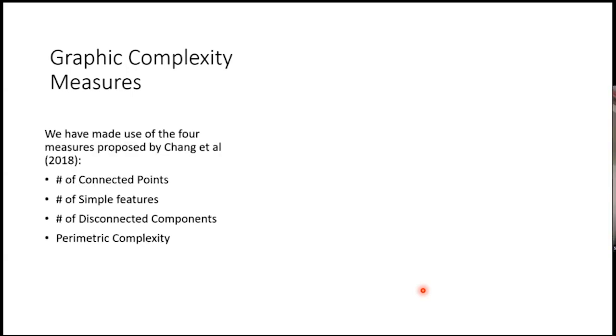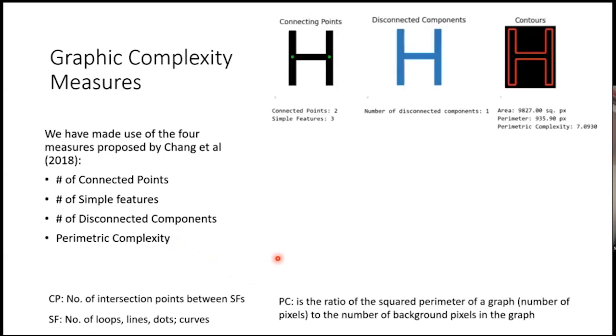Start. Yes. Start. So let us now see how each of the four GC measures, graphic complexity measures, are calculated. The four measures are connected points, simple features, disconnected components, and parametric complexity. We will see this for an example of the letter H in English. So we see how we draw the character H. We have three strokes, two vertical and one horizontal.